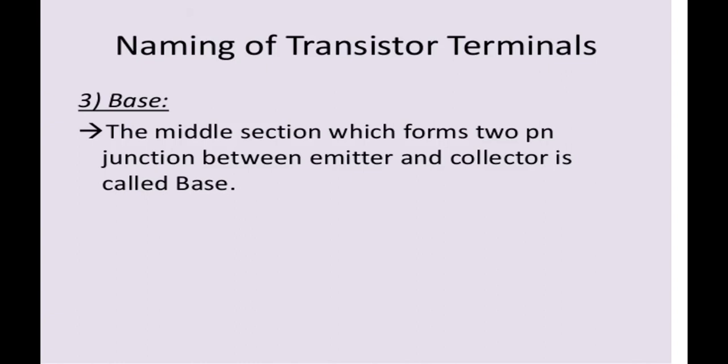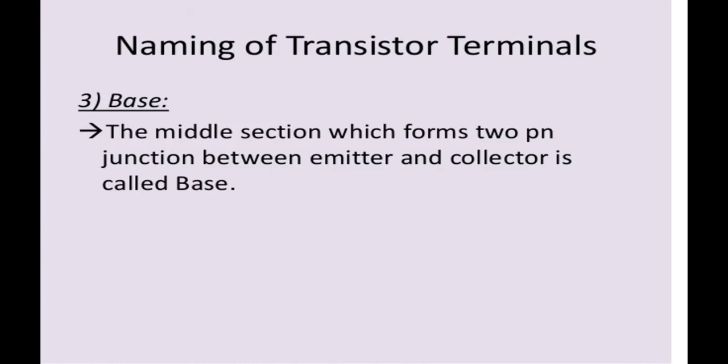What is the collector? It collects the carrier. It receives the carrier from emitter and base junction. If it receives electrons or holes, it depends upon the type of transistor, PNP or NPN. Okay, what is my base terminal? It is the middle terminal of that transistor.